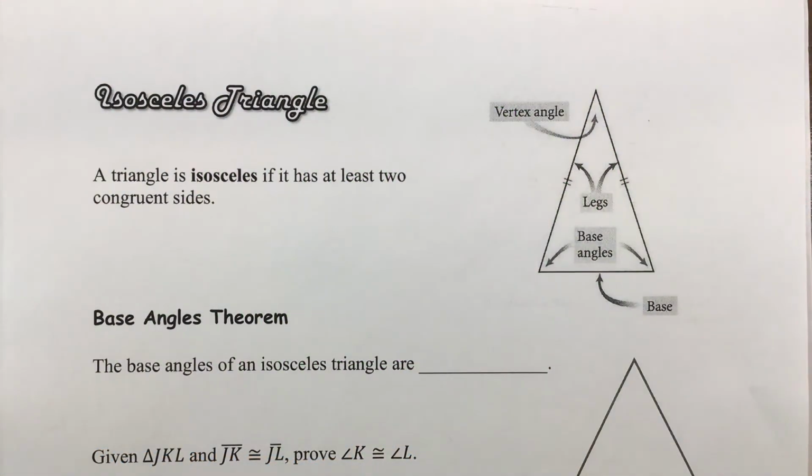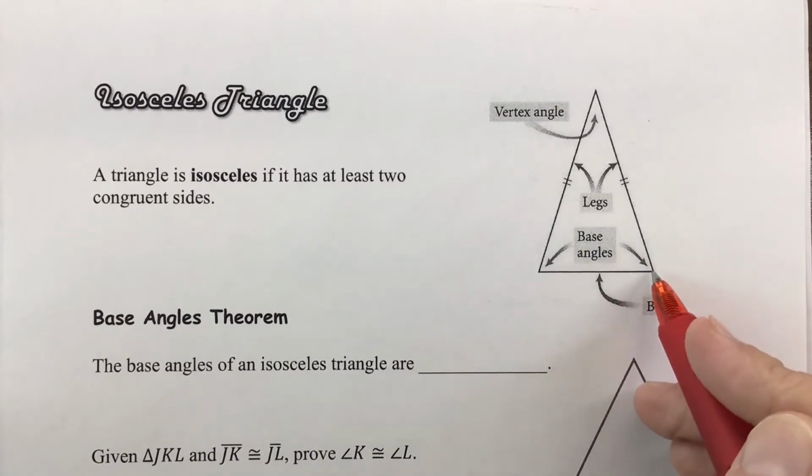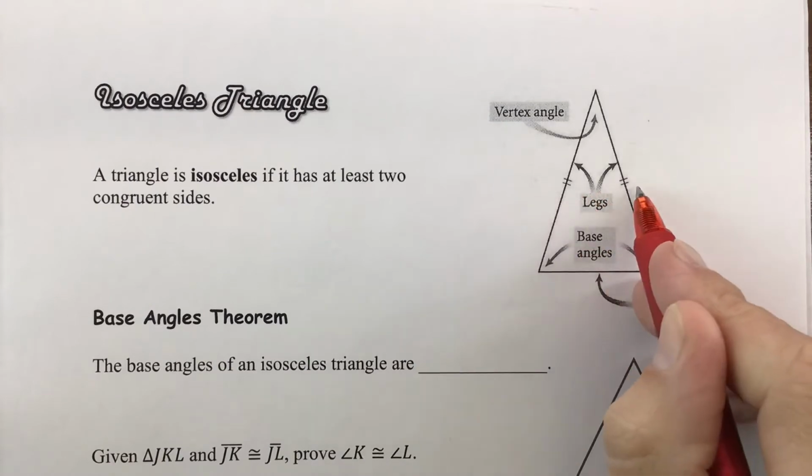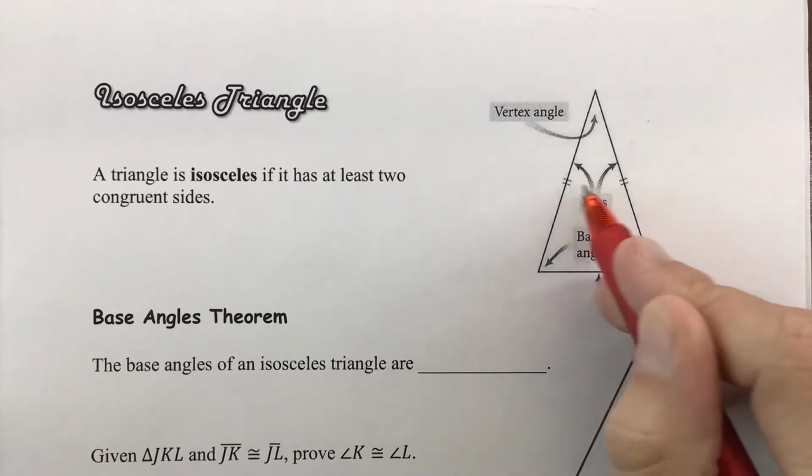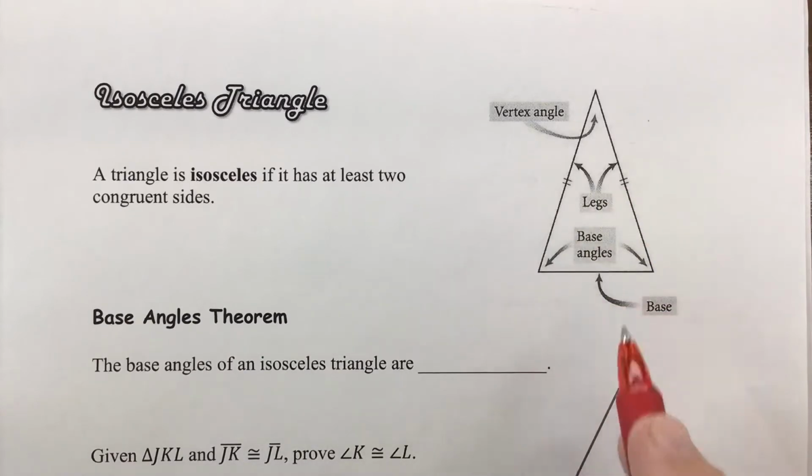Isosceles triangle. A triangle is isosceles if it has at least two congruent sides. In the picture that we see here to the right, we do have at least two sides that are congruent because they have the double markings that indicate so. These two sides are congruent. The third side could technically be congruent, and we would still call this an isosceles triangle. However, if the third side was congruent, we would probably call this an equilateral triangle.